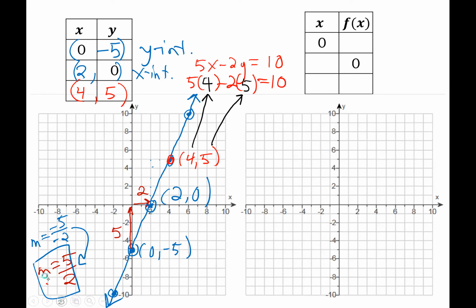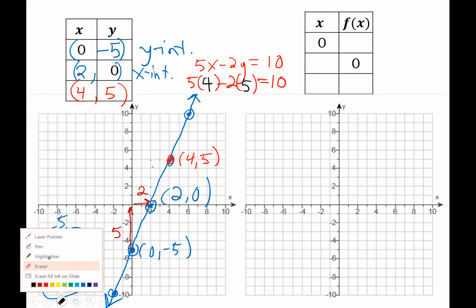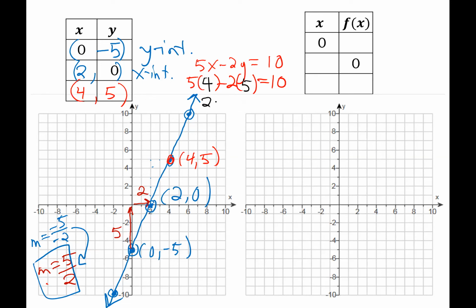5 times 4 is 20, and then 2 times 5 is 10. And 20 minus 10 is 10. Yeah, that works. So 20 minus 10. We're just verifying that the equation is true. This is a way of double checking.